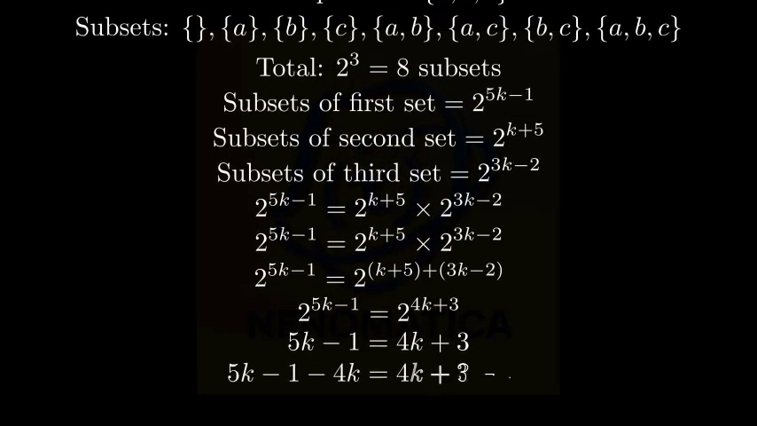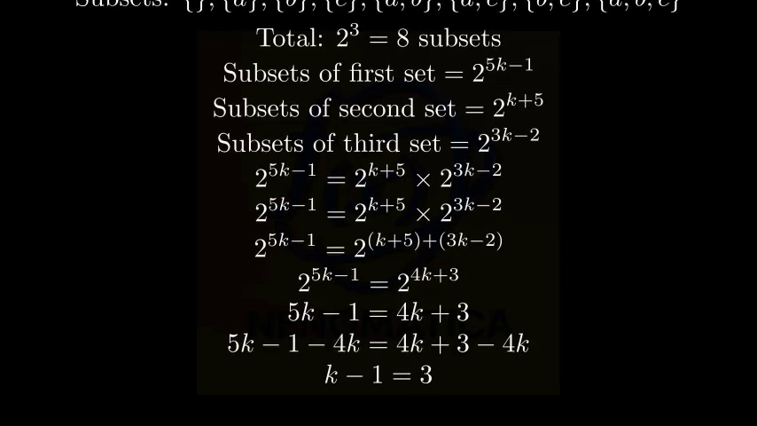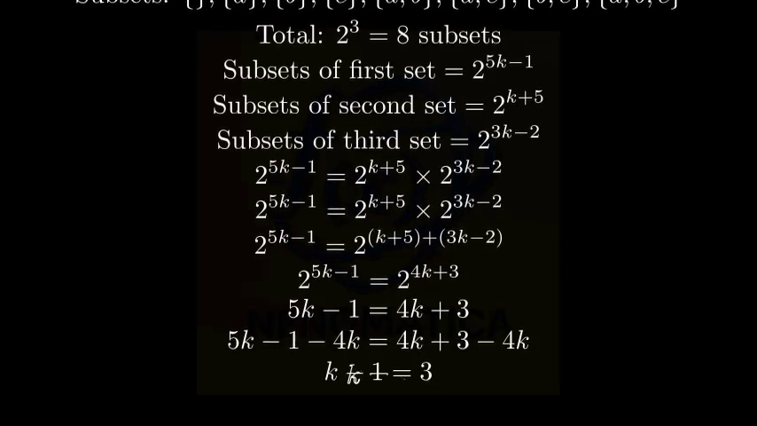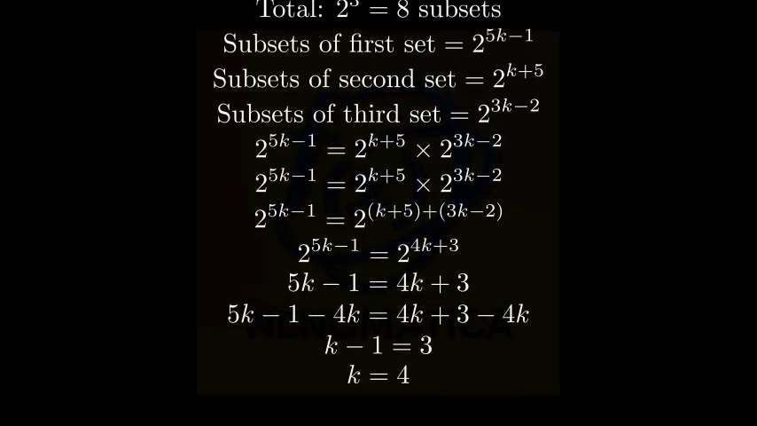Let's solve for k. First, we'll subtract 4k from both sides. 5k minus 1 minus 4k equals 4k plus 3 minus 4k. This simplifies to k minus 1 equals 3. Adding 1 to both sides, we get k equals 4.